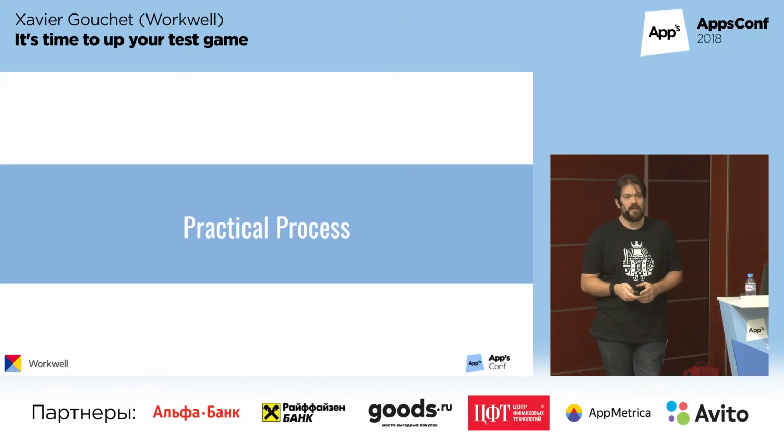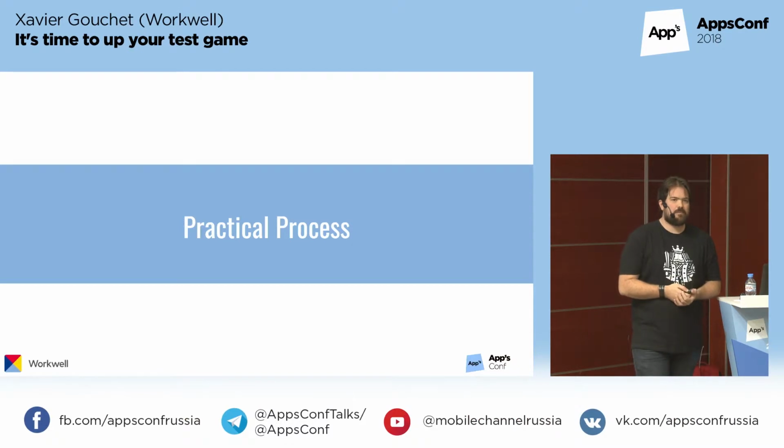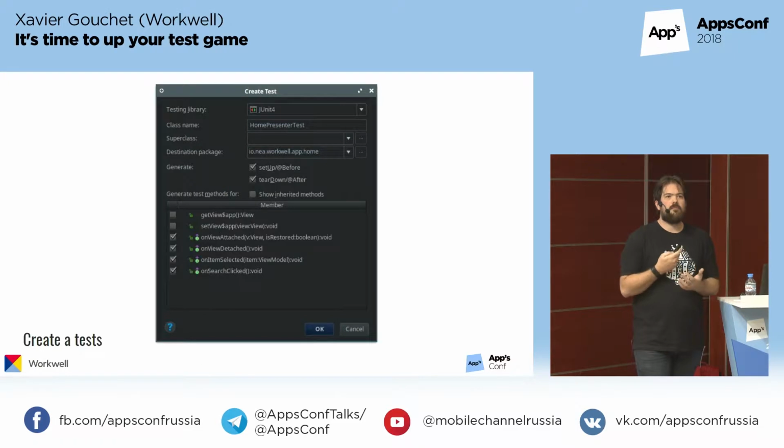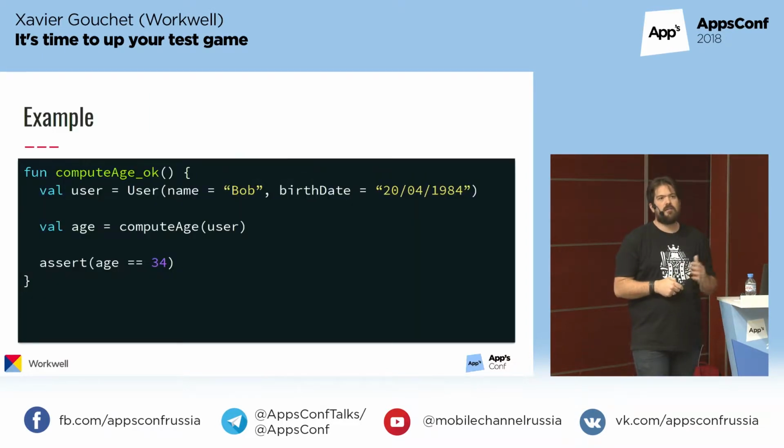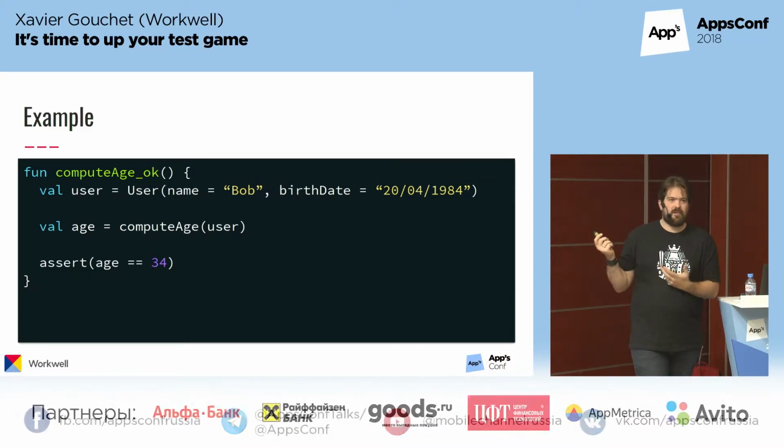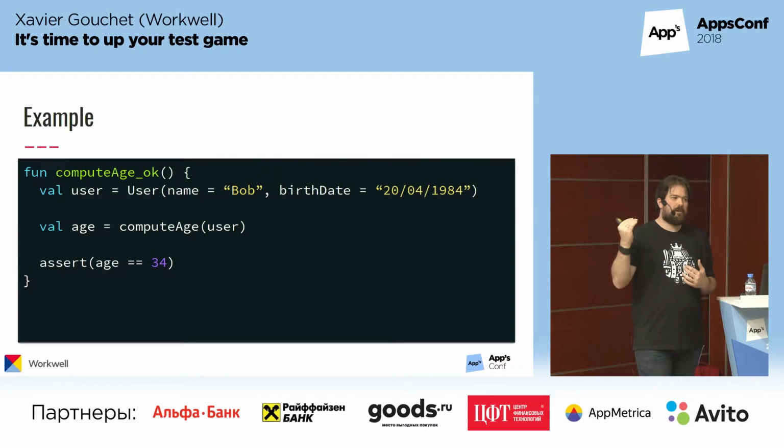something. So a bit of a practical process, how you include this in your daily workflow. You can create tests very easily in Android Studio. You just have this action that's called create test, and it's going to have all the methods that you need to start. Here's the very basic example. Say, okay, I have a user named Bob, of course, and I'm just going to compute his age and make sure that it works. You have the 3 steps: prepare, act, and assert.